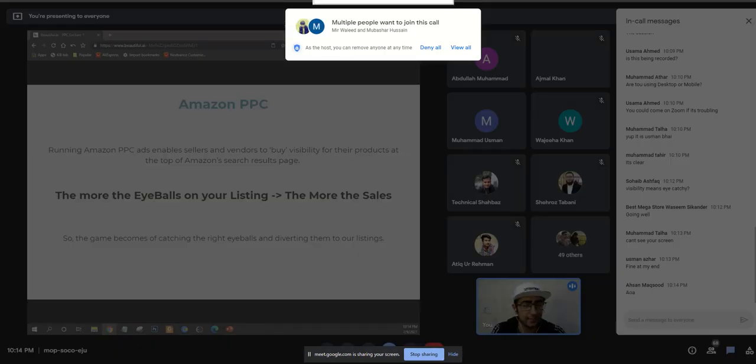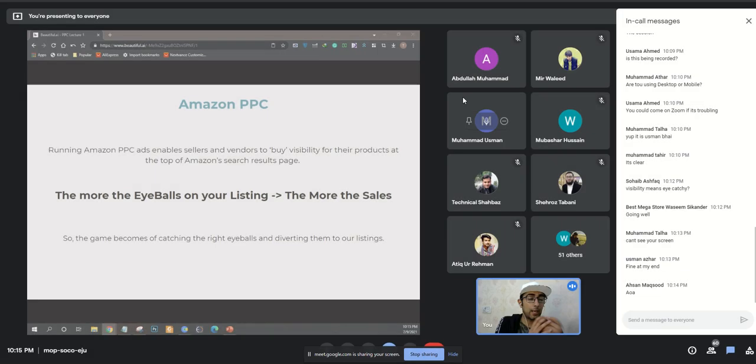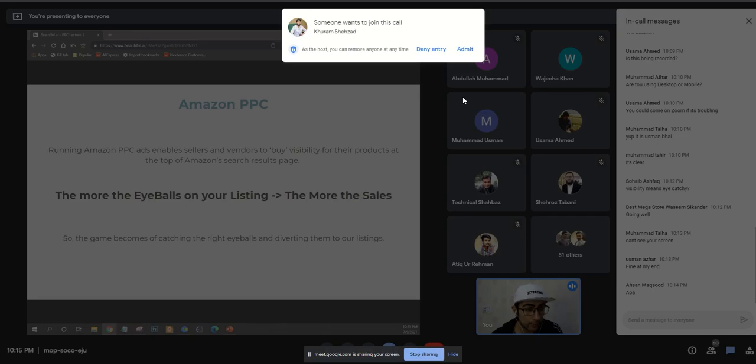So that is, let's just say, an average conversion rate. That is not decent as well, but we can at least imagine that if we have a 10% conversion rate and we have 100 people coming in, that means 10 of them would buy each day. But if we can buy more visibility and have 200 people coming to our listing, that means we would have 20 orders on that specific day. So this is what PPC does. It buys visibility for you.